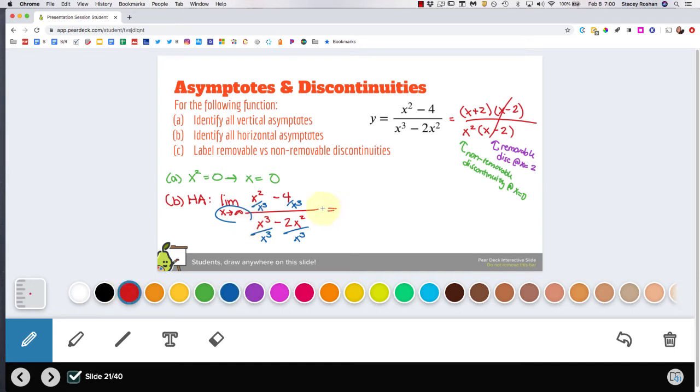Now, we have 0 minus 0 on the top, and on the bottom we have 1 minus 0, which is 1. So that's 0. But our final answer is not just 0. A horizontal asymptote is y equals 0. You do need to say x equals for a vertical and y equals for a horizontal. And then here is my answer to part C.